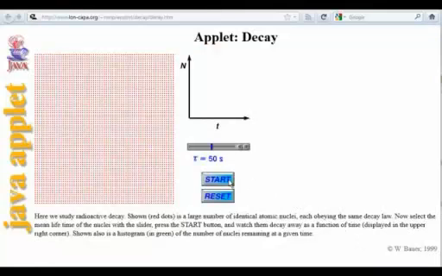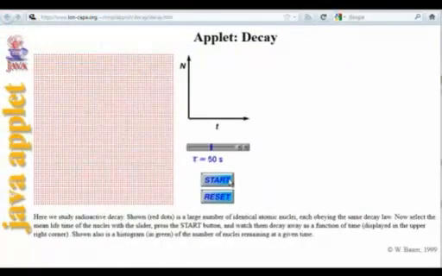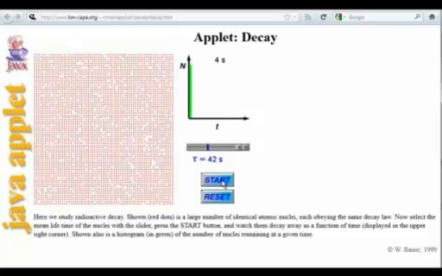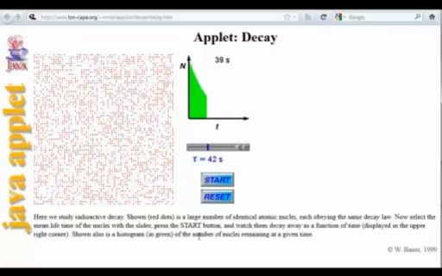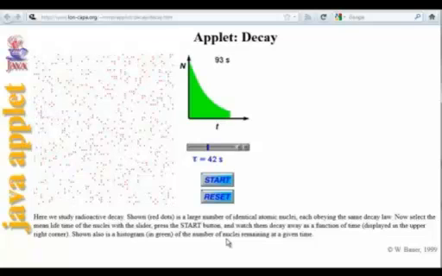Here I just want to give you a little sense of half-life. We're seeing radioactive decay here. The red dots are a large number of identical atomic nuclei, each obeying the same decay law, and we can select a mean lifetime of the nuclei with the slider. We'll make it 42 seconds, something like that. Then we press the start button and watch them decay away. The green is the number of nuclei remaining at any given time, and we can see it follows this half-life idea.